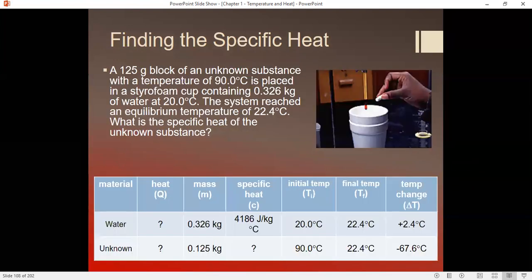Set your table up. Okay, here's what it looks like. Remember, I didn't know the Q's. I didn't know the specific heat. But I know everything else, right? Okay. So what I'm going to do now is I'm going to say, let me start with the water.